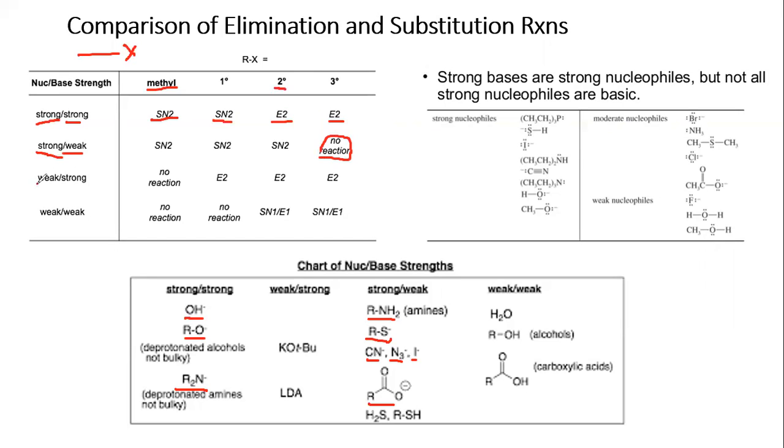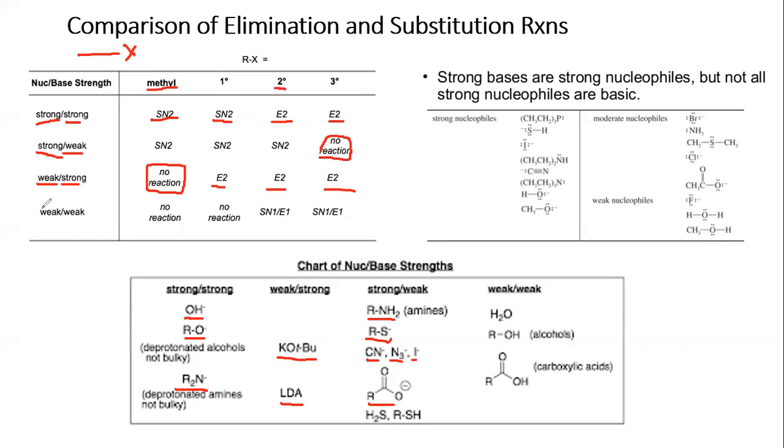Now with a weak nucleophile and a strong base, such as the two that I mentioned, potassium t-butoxide and lithium diisopropylamide, these will undergo only E2 mechanisms. Notice that it will not react with a methyl halide, because methyl halides cannot form double bonds. If you use something like lithium diisopropylamide and try to react it with methyl bromide, no reaction will occur. It has to be at least a primary, secondary, or tertiary alkyl halide.